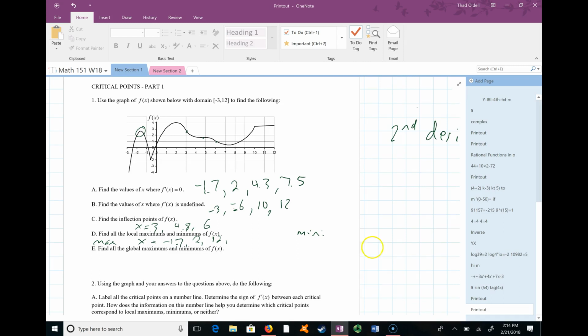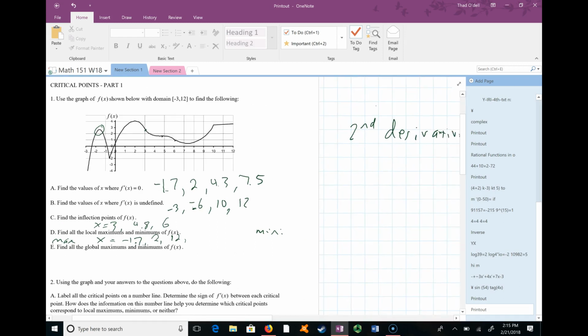Okay, so then we have minimums at, looks like about negative 0.6, and a negative 3. So let's erase that. Negative 3, negative 0.6. No minimum there because it just keeps going down, but there would be a minimum right about there somewhere, so that would be about 7.5-ish. And I think that's it.